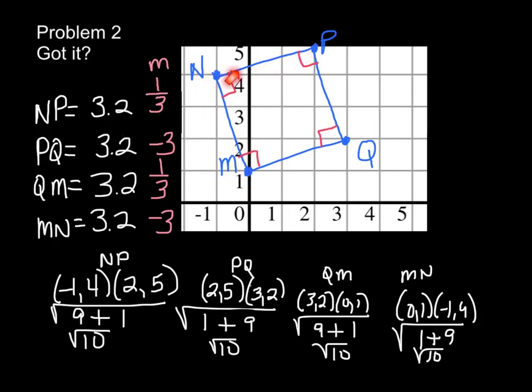So if we look at segment NP and segment PQ, their slopes, 1/3 and -3, are opposite reciprocals of each other. And if you remember, slopes that are opposite reciprocals or have a product of -1 are perpendicular. So these two are perpendicular, these two are perpendicular, these two are perpendicular, as are these two. So we have just proven that this is a rectangle.